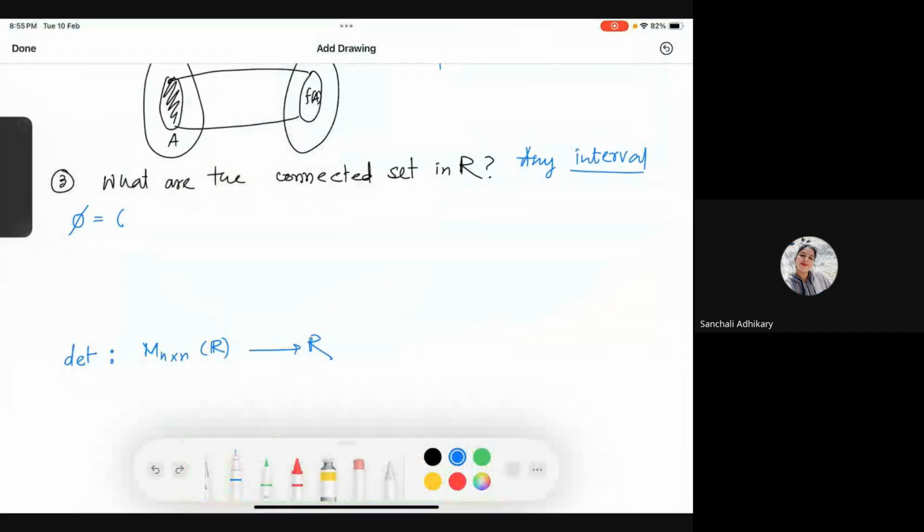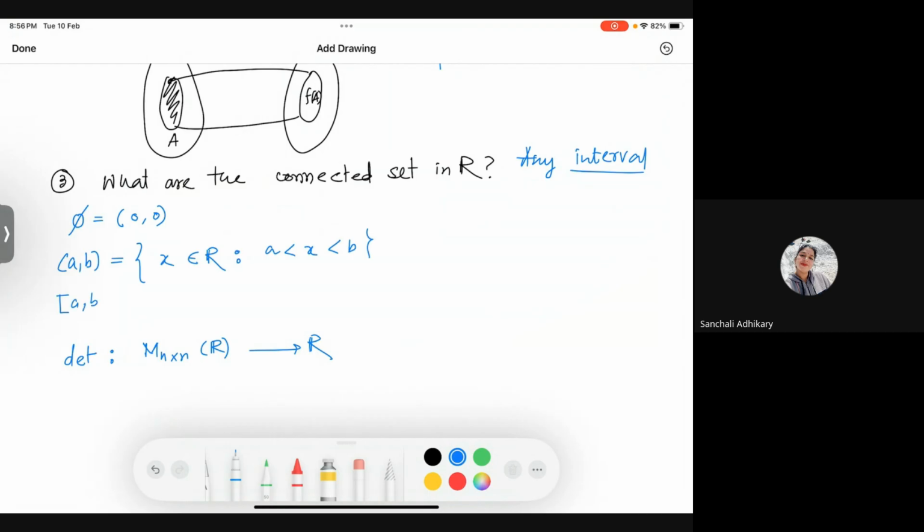So the empty set is also an interval. What is the meaning of interval? If I say (a, b) is an interval, it means those x belongs to R such that x is greater than a and less than b. This is an open interval.